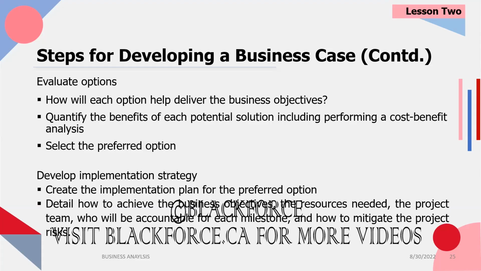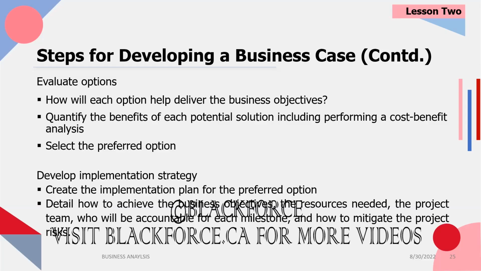And then in the business case, you're going to select the preferred option as well. Of these 3 options that you've researched and analyzed, this is the one you're recommending and why you're recommending it. In the business case, you're also going to talk about your implementation strategy. How will you implement that preferred option? And once you implement it, how is it going to help you achieve the business objectives?